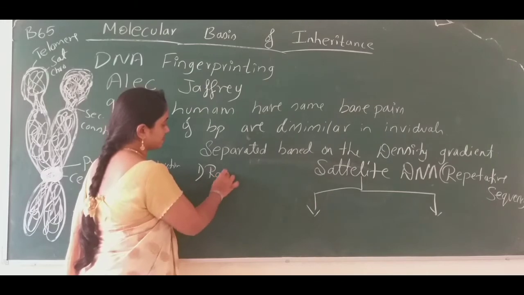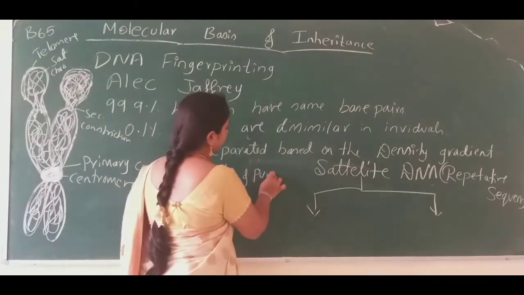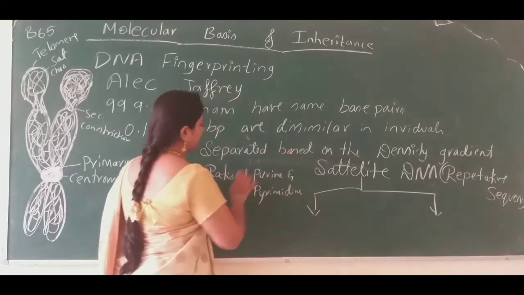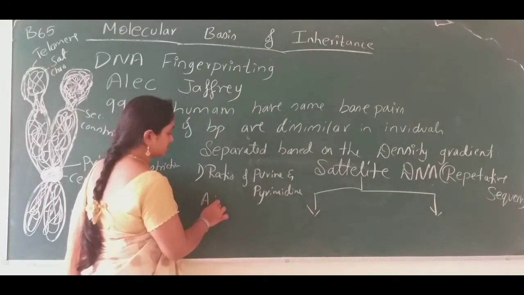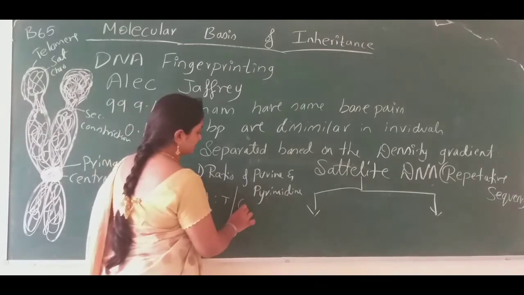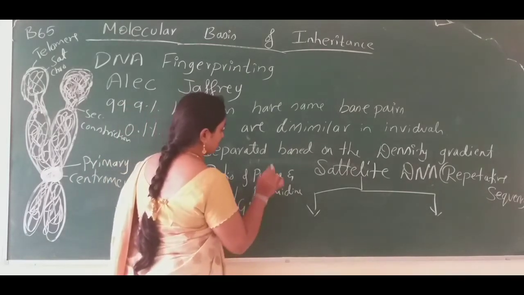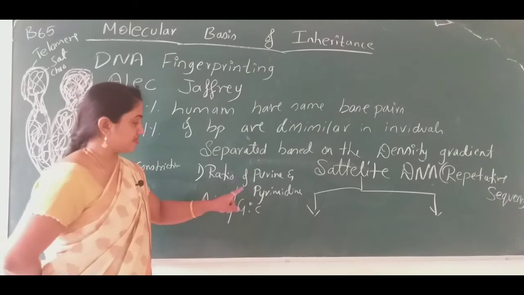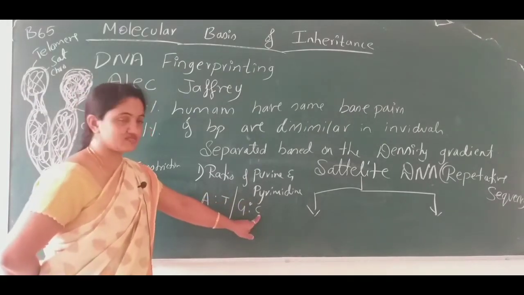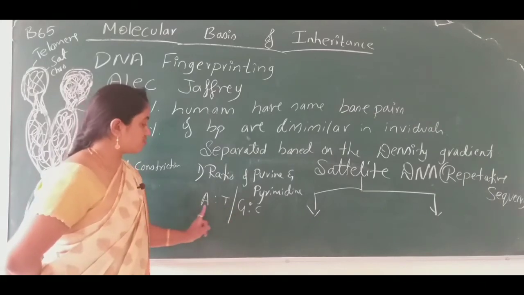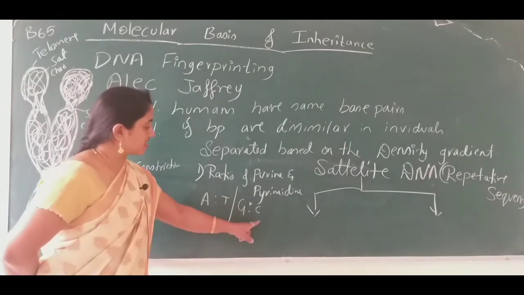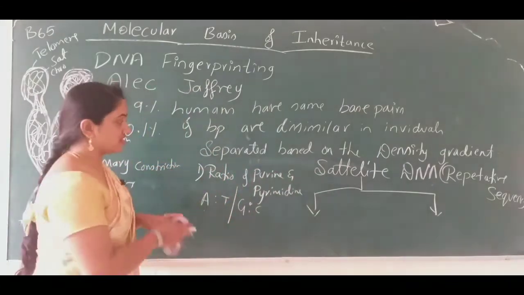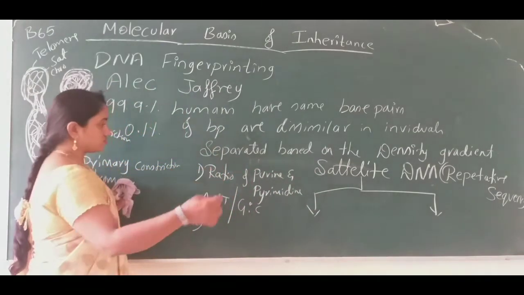is the ratio of purines and pyrimidines. It means how many A's are present, how many T's are present, how many G's are present, and how many C's are present. A means adenine, T means thymine, G means guanine, C means cytosine. How many purines, adenine and guanine, are present, and how many thymine and cytosine are present. On this basis, satellite DNA will differ. It means it will have two types.